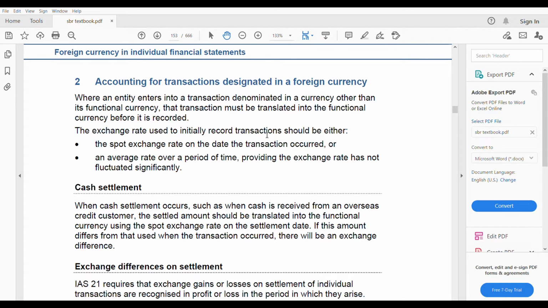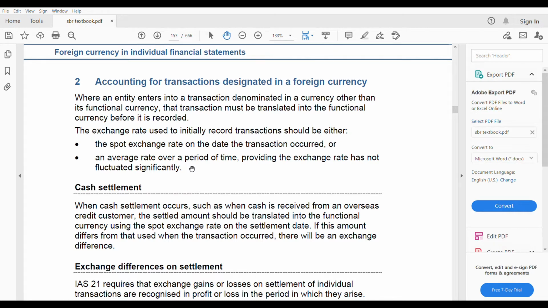Okay, so you will definitely use the exchange rate on the date of the transaction, or an average rate over a period of time, providing the exchange rate has not fluctuated significantly. So you might sometimes be given an average rate. That also you can use, or you might be given the spot exchange rate. Depending on that, you can use accordingly.